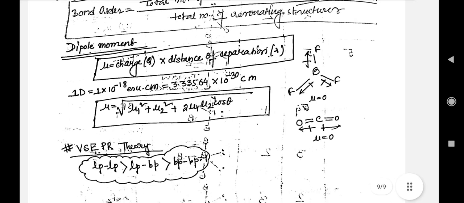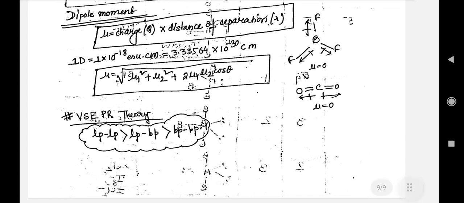Okay, then VSEPR theory, that is valence shell electron pair repulsion theory, indicates that in a compound there can be lone pairs and bond pairs.